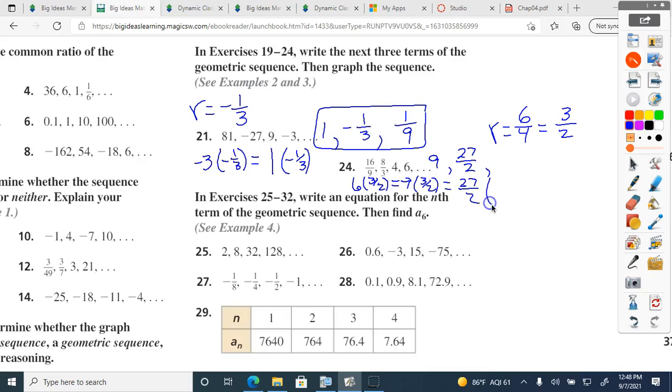Last but not least, what is 27/2 times 3/2? That'd be my last number that I'm getting. 81/4. Can you reduce 81/4? No, you cannot. Are you sure? I'm positive. Okay. Any questions on those? Everybody's good? 9, 27/2, 81/4. All right. We got 2 more. Everybody got that before I erase it? Everybody's good? All right.